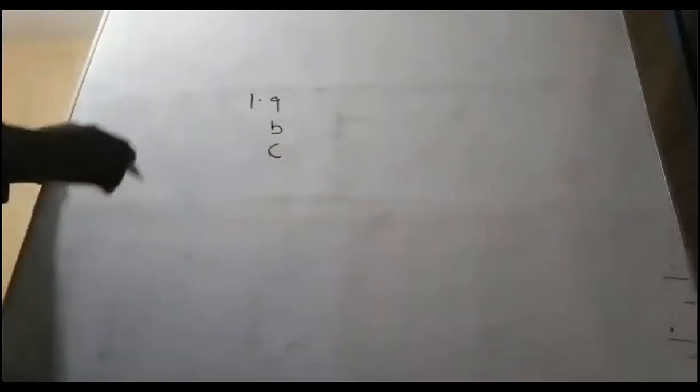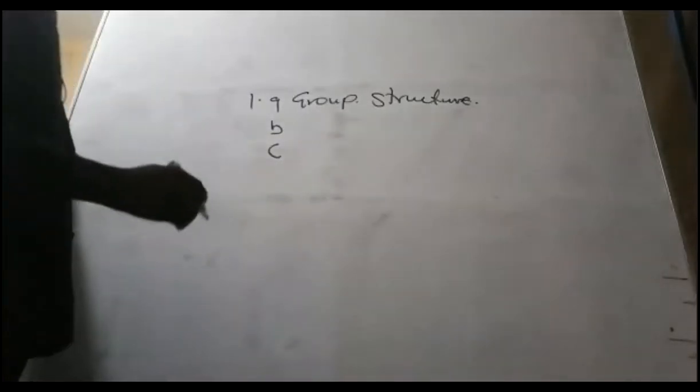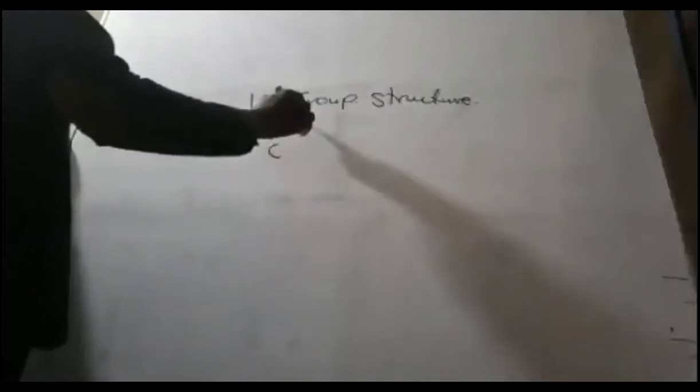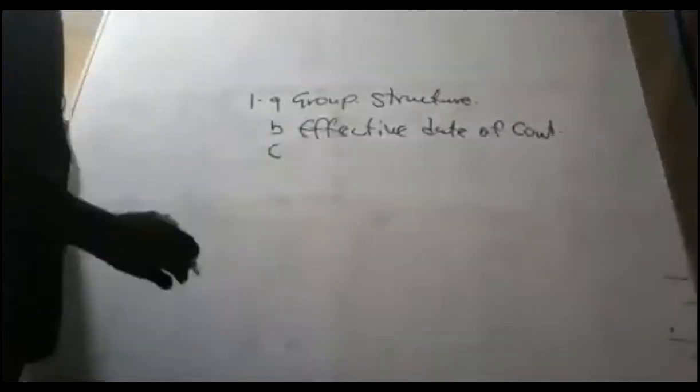And we said that the standard workings start from number one. We have 1A, 1B, 1C. Remind ourselves, we started from where? The group structure. That is the first working you have to do. The second, we said it is what? Effective date of acquisition or control. And lastly, we said period of what? Consolidation.